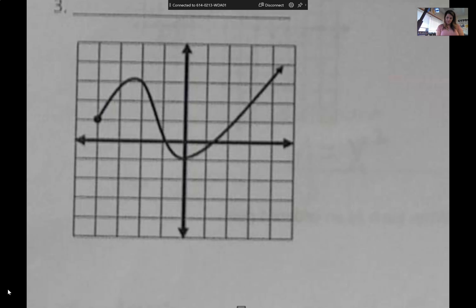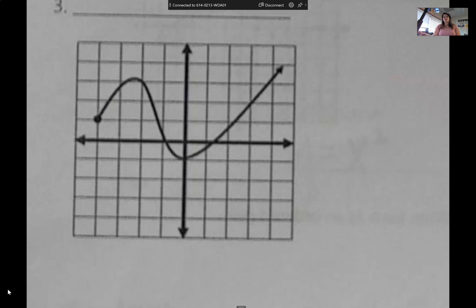Okay, about 5. 3, 2. Okay, if you don't know, just hold up a blank one. It's okay. Let's just check it out so we know what's happening.